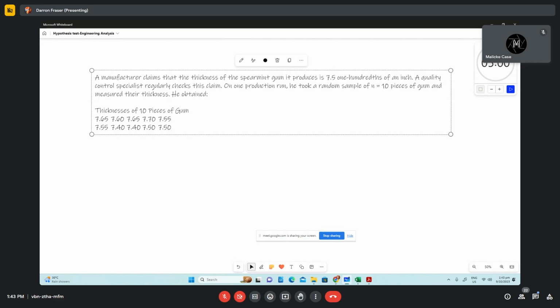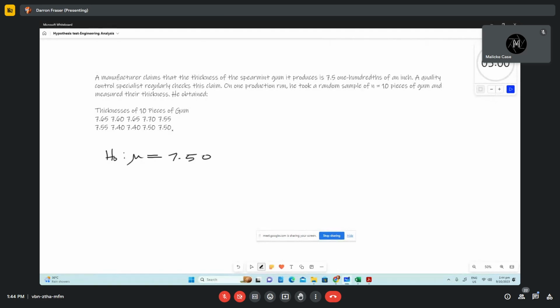So the thing is that if he's manufacturing and we say that the thickness of the gum, our null hypothesis is that mu is equal to 75 hundredths of an inch. So that is 7.50. We're just going to use 7.5 one hundredths of an inch. We are assuming that the thicknesses are all in hundredths of an inch.